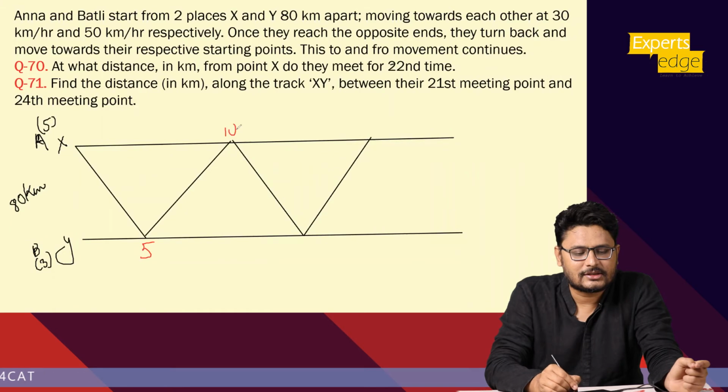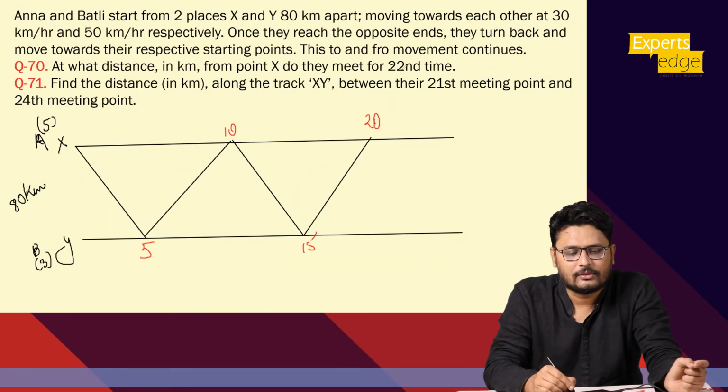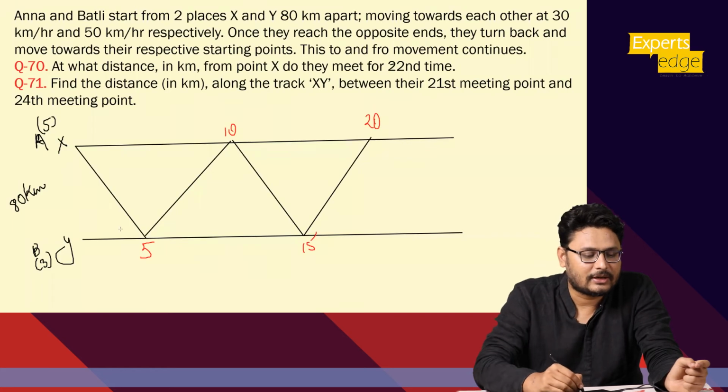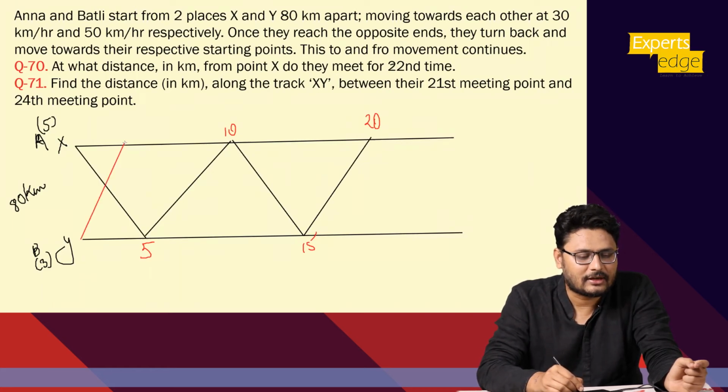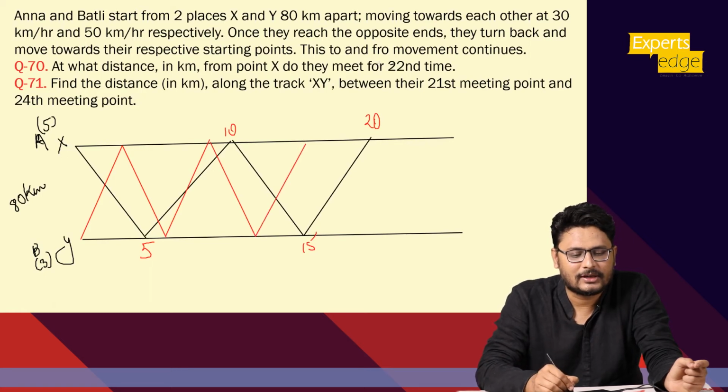This is 10. This is 15 and this is 20. So Bartley's would be what? 3, here something will come. After 3 this is 6. After 6 this is 9. After 9 something 12. After 12, 15. So that's Bartley's chart. This is 3, this is 6, this is 9, 12 and this part is 15.